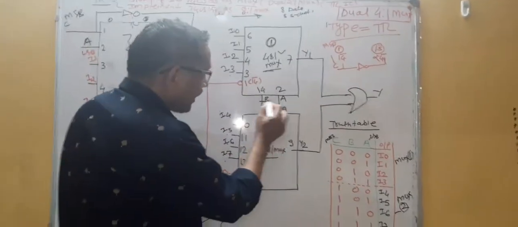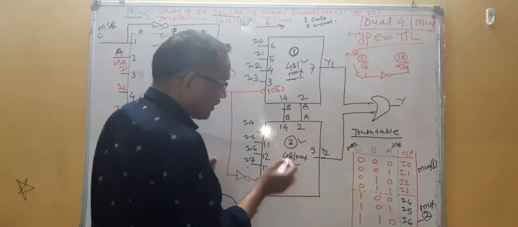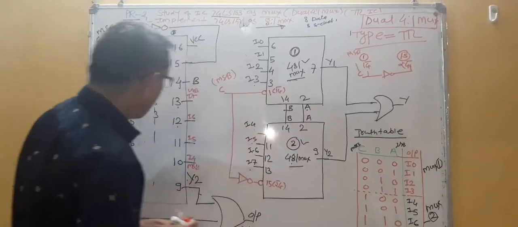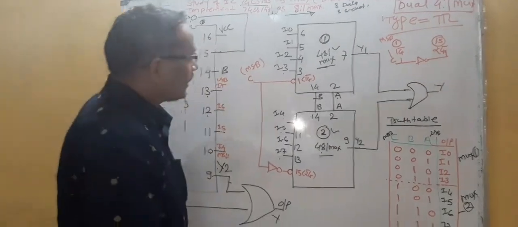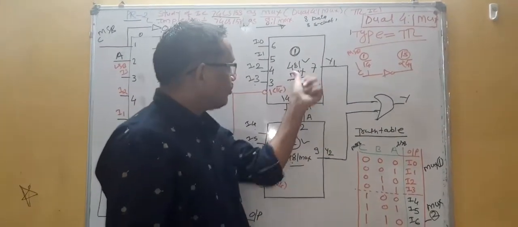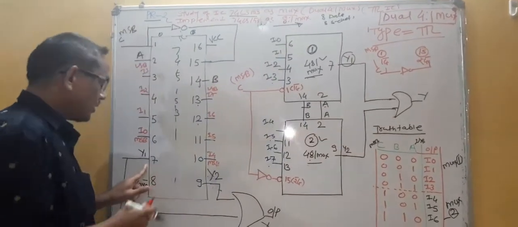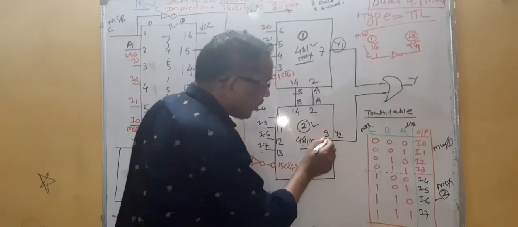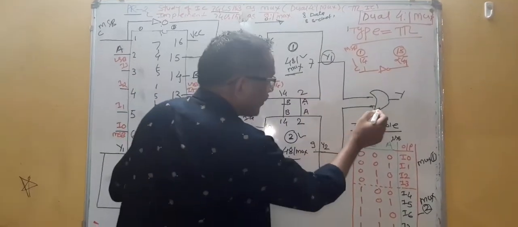So B and A are the two select inputs which are common to this multiplexer and this multiplexer. I will connect this common select input, B and A. In this case, B is pin number 14 and A is pin number 2. As this is the first 4:1 multiplexer, it produces output 1, that is Y1, the output of the first 4:1 multiplexer. Then this is Y2, the output of the second 4:1.